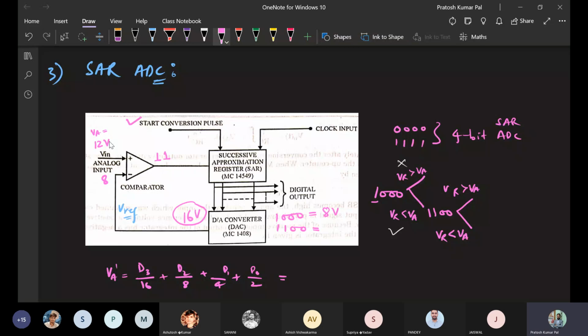So it is like 1 by 16 plus 1 by 8 into the 16, that is the reference voltage. So we can make it 3 by 16 into 16. Okay. So this is how we will be making it. So it is like 8 plus 3, this is equal to 11 volt basically.